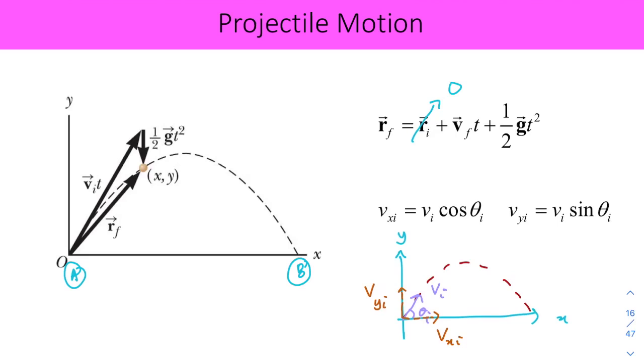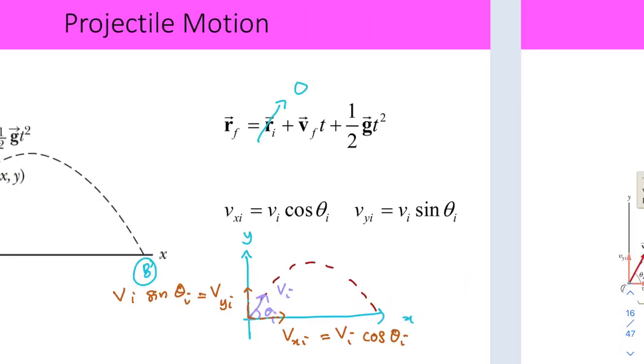So, to get vx initial, we are going to make use of the information given. With respect to this angle, you are going to have vx initial equal to v initial cos theta initial. To get vy initial, it is going to be v initial sin theta initial. That is why.